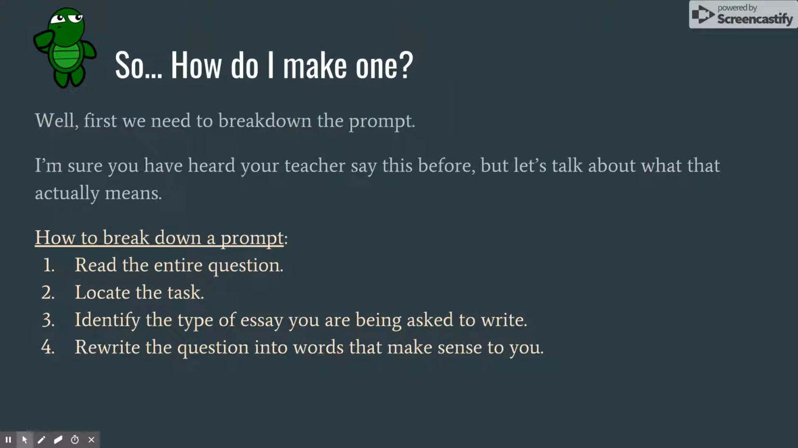So, how do I make one? Well, first we need to break down the prompt. I'm sure you've heard your teacher say this before, but let's talk about what that actually means. How to break down a prompt. 1. Read the entire question. 2. Locate the task. 3. Identify the type of essay you're being asked to write. And 4. Rewrite the question into words that make sense to you.